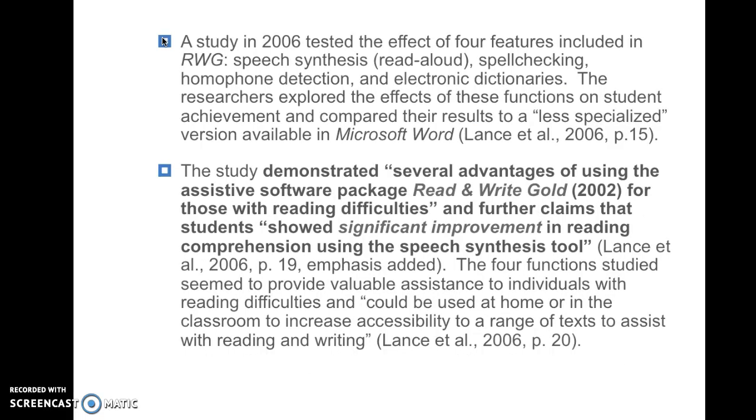A study in 2006 tested the effect of four features included in Read Write Gold: speech synthesis, spell checking, homophone detection, and electronic dictionaries. The researchers explored the effects of these functions on student achievement and compared the results to a less specialized version in Microsoft Word. The study demonstrated several advantages of using the assistive software package Read and Write Gold for those with reading difficulties, and further claims that students showed significant improvement in reading comprehension using the speech synthesis tool. The four functions studied provided valuable assistance to individuals with reading difficulties and could be used at home or in the classroom to increase accessibility to a range of texts to assist with reading and writing.